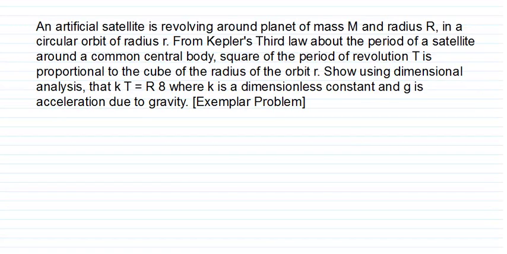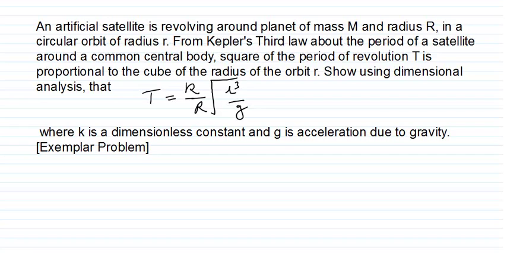An artificial satellite is revolving around a planet of mass m and radius r in an inner solar orbit of radius r. From Kepler's third law about the period of satellite around a common central body, the square of the period of revolution is proportional to the cube of the radius of the orbit r. Show using dimensional analysis that.